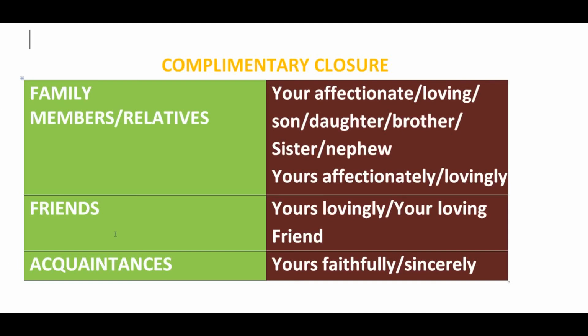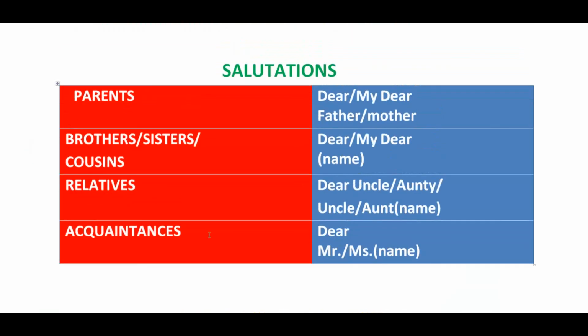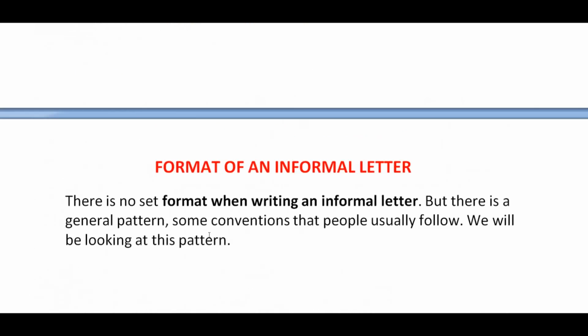Then if you're writing a letter to your friend, the complimentary closure must be yours lovingly or your loving friend. And then coming to acquaintances, if you're writing a letter to your acquaintances, there you can write yours faithfully or yours sincerely. So these are a few things that you can follow properly, and I hope you have understood the format of informal letter. You have understood what informal letter is all about.